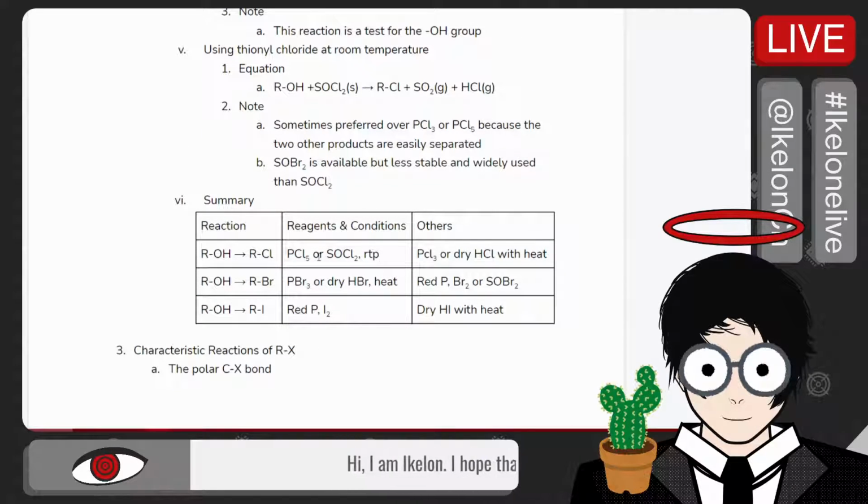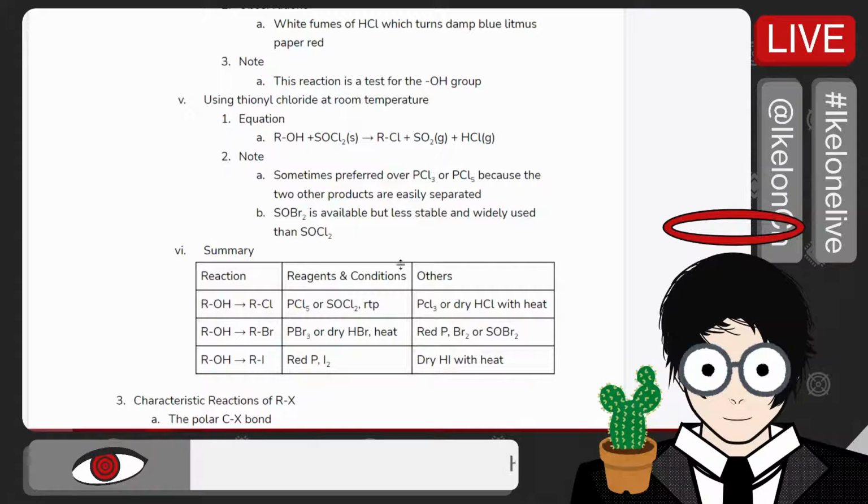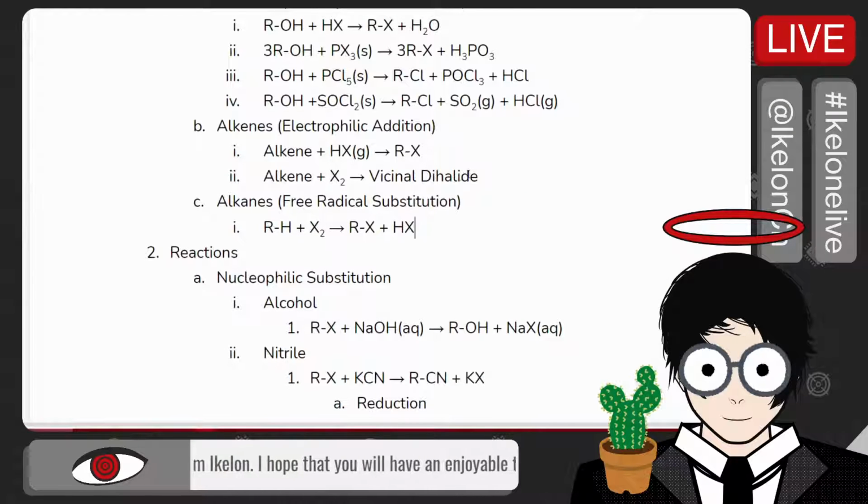If you want to form each halogen derivative, a chloride derivative, bromide, iodide, these are basically our go-to, and these are the ones that we can use as well. So that's for the preparation. So let's go to the next part.